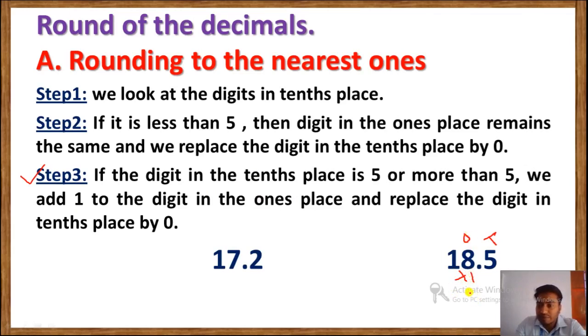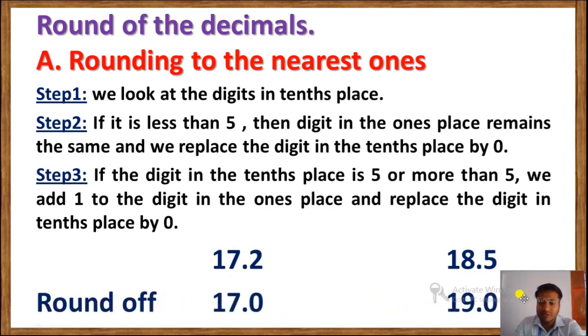When we add, we get 9 here, and replace the digit in the 10th place by 0. That means here we have to replace 5 by 0, and the 1 we write as it is. Understood? Now see the result: 17.0 and 19.0. This is the round off of these decimal numbers. Understood?